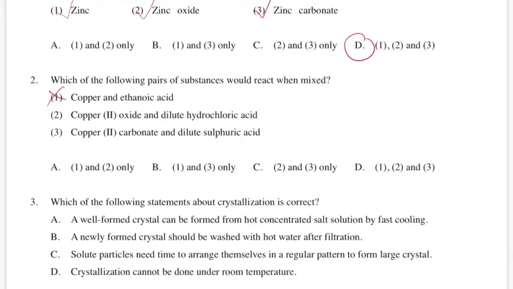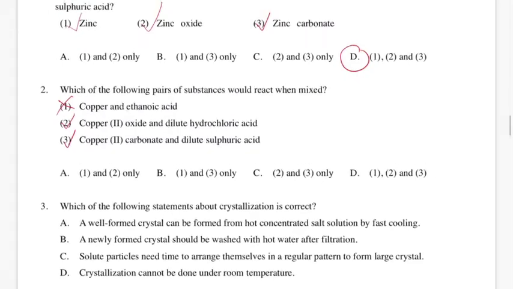And then copper 2 oxide and dilute hydrochloric acid. Metal oxide can react with acid readily, so we can put a tick for the second one. And third, we have copper 2 carbonate and dilute sulfuric acid. Again, metal carbonate can react with acid readily, so we can put a tick for that as well. So the correct answer should be C.